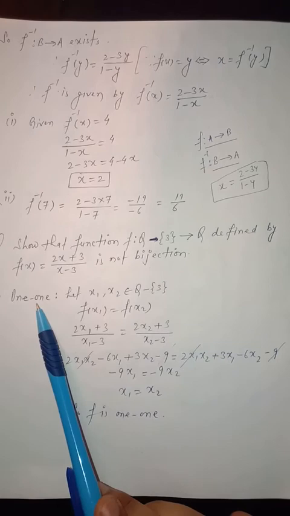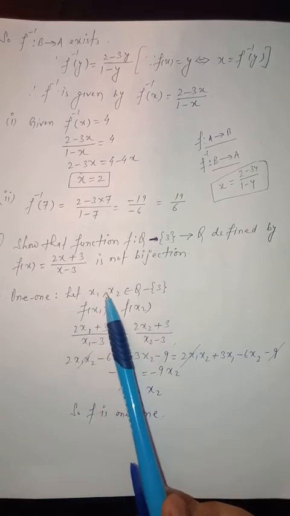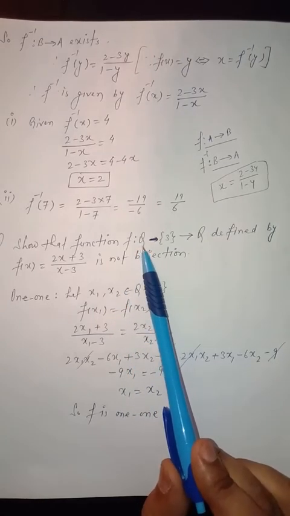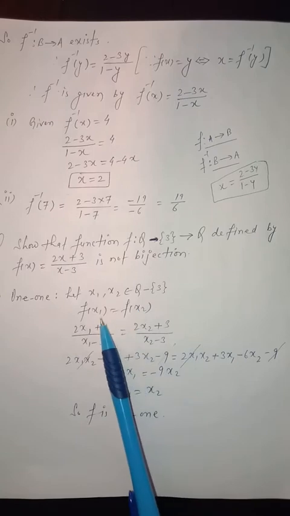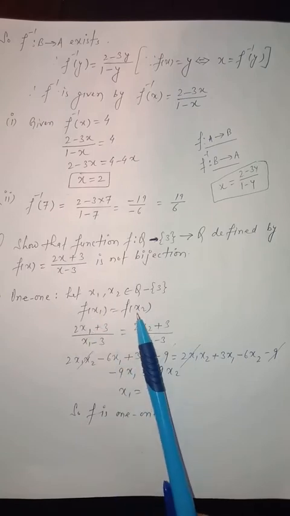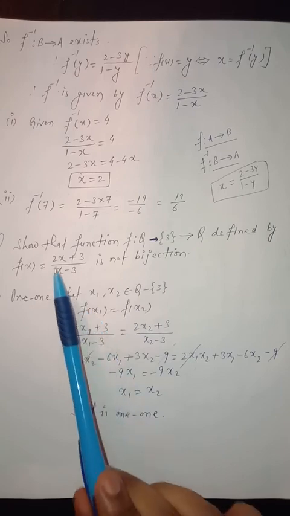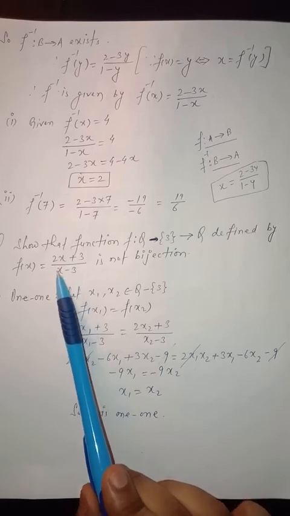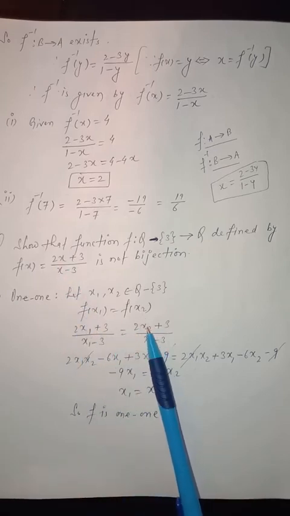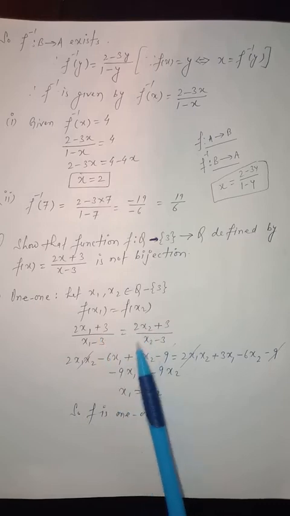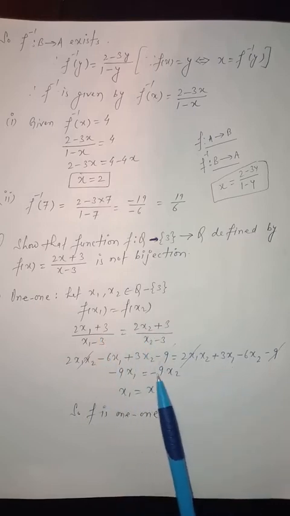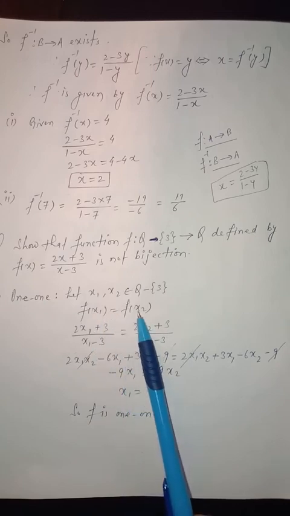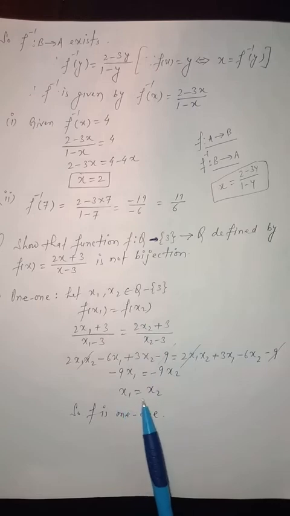So for a 1-1 function, take two different elements x1 and x2, and these elements must belong to set A. Here set A is Q except 3, so I have written such that f(x1) and f(x2) are equal. So f(x1) will be (2x1 + 3)/(x1 - 3). Only x will change to x1, and similarly it will change to x2. Now cross multiply it, a few terms will cancel, and finally you will get x1 is equal to x2. So f(x1) and f(x2) are equal, and finally we are getting x1 and x2 are equal.